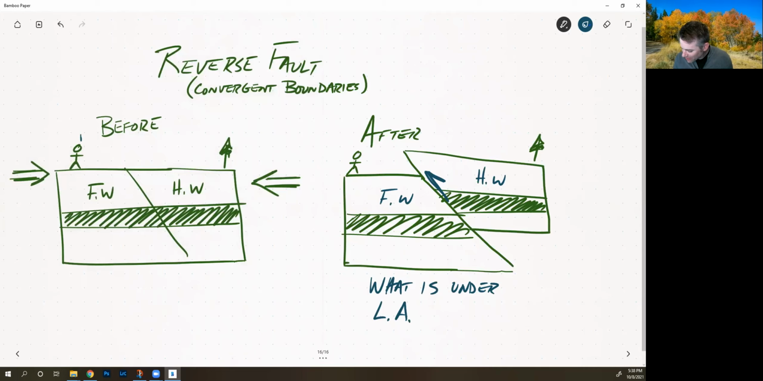So same thing here. If this was 100 feet between the tree and the person over there, after a reverse fault, it would shorten things up. So no longer would it be 100 feet, maybe it would be like 95 feet between the person and the tree after that earthquake happened like this. Okay, so that's a reverse fault.